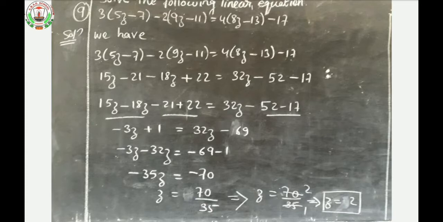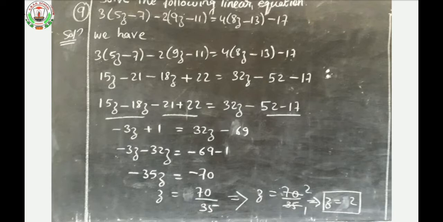So when 3 is multiplied with 5z, it becomes 15z. Then 3 multiplied with minus 7z, how much will it become? 3 7s are 21 and the sign will be minus. So we get 15z minus 21z after multiplying 3 inside the bracket.